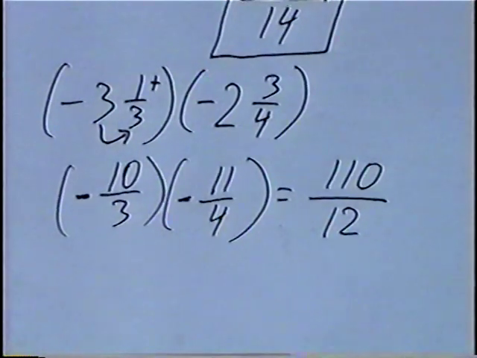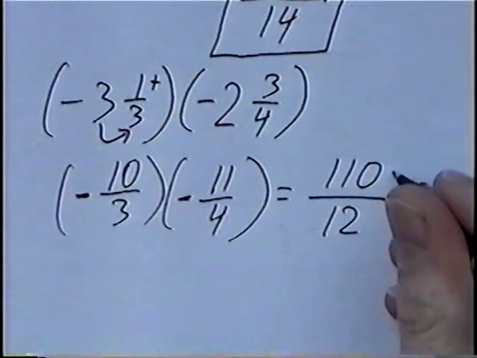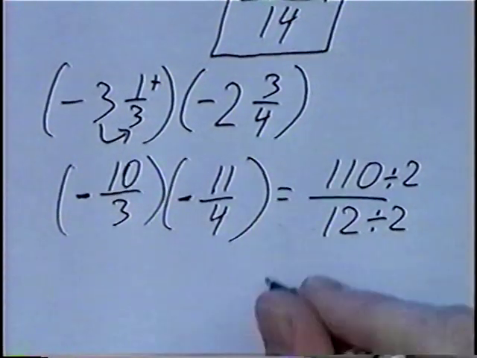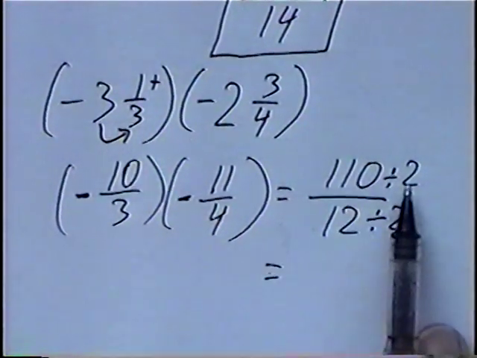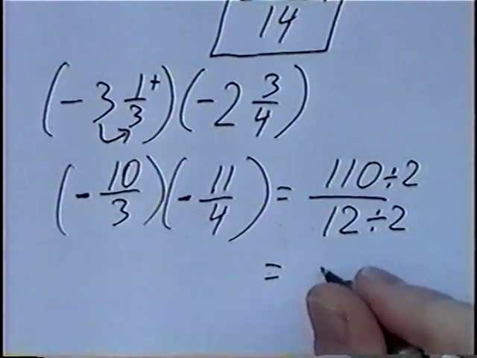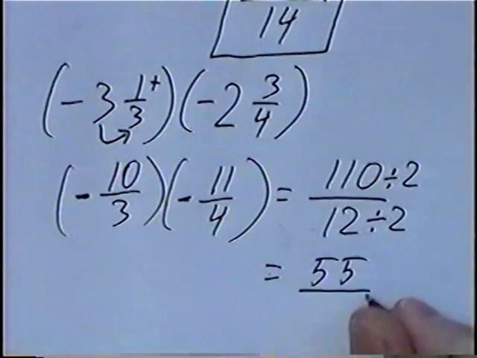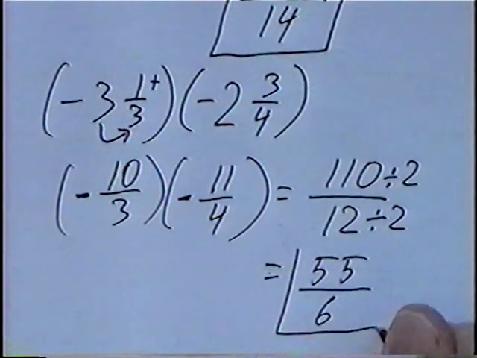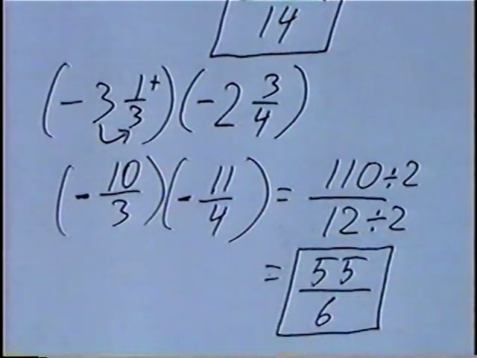Again, reducing fractions when possible. Since both of these are even numbers, we can divide by 2. 110 divided by 2 would be 55, and 12 divided by 2 would be 6. So our final answer, 55 over 6.